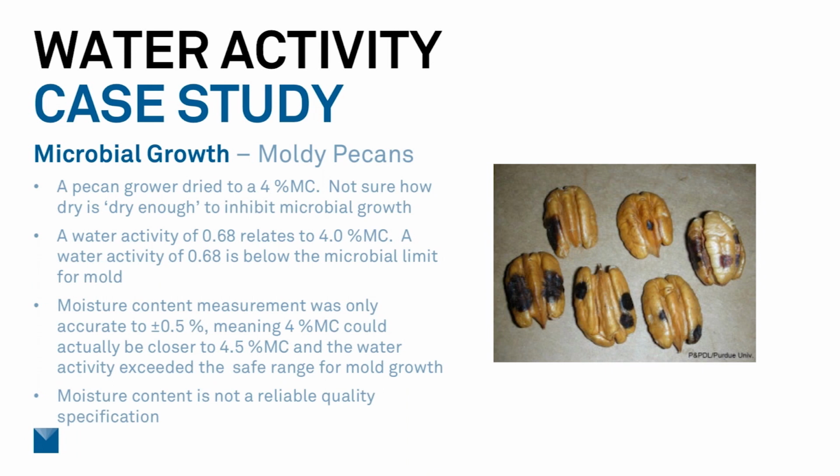This example is really about setting adequate quality specifications. By using moisture content as a quality spec, the pecans could be anywhere from 3.5 to 4.5 moisture content, and the grower would never know because he just isn't able to measure the differences there. But we know when we compare that to water activity, that's going to be a huge difference in water activity.